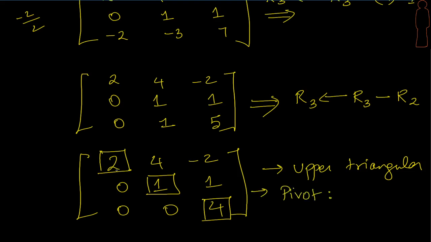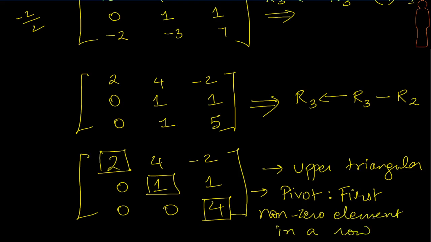In the first row, this is the first non-zero element. In the second row, this is the first non-zero element. In the third row, this is the first non-zero element. So what does a pivot mean? That's the definition we're bringing up. We're saying the first non-zero element in a row. It's a very important definition, and the definition of the pivot itself includes the non-zero term, which means that if we find all zeros in a row, that row does not have a pivot.